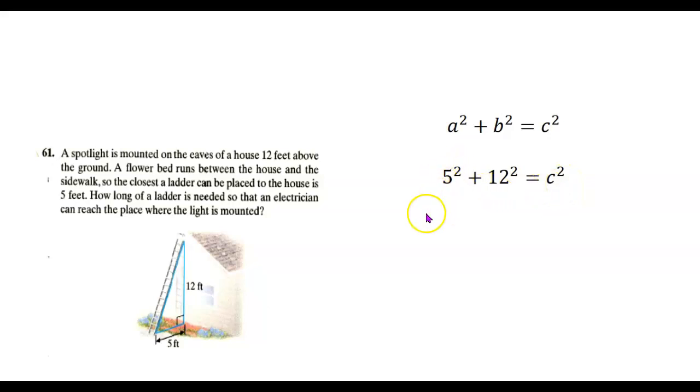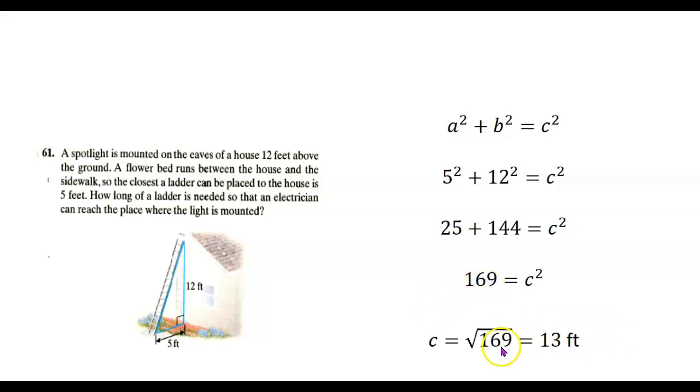Now we can go ahead and do the squaring. 5 squared would be 25, 12 squared would be 144, so 25 plus 144 equals c squared. Now add those two numbers together. When you add up 25 plus 144, you get 169. So c squared equals 169, and to go from c squared to c, we take the square root. So c would be the square root of 169, and that comes out to be exactly 13. So that's the answer. The ladder has to be 13 feet long.